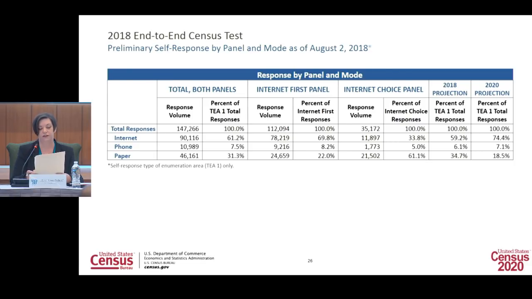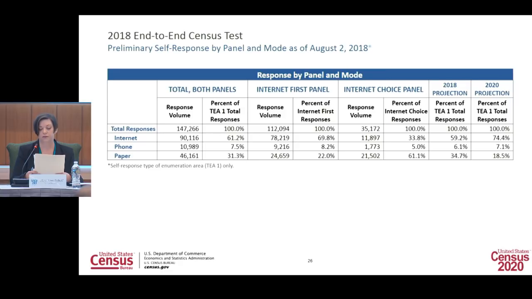On the left-hand side, you can see the modes. The top line is total responses, all modes, followed by internet, phone, and paper. Across the top, you can see we have both the volume and percent of responses for the total of both panels, the Internet First panel and the Internet Choice panel. Overall, about 61% of self-response came in via the Internet, 8% by phone, and 31% by paper.